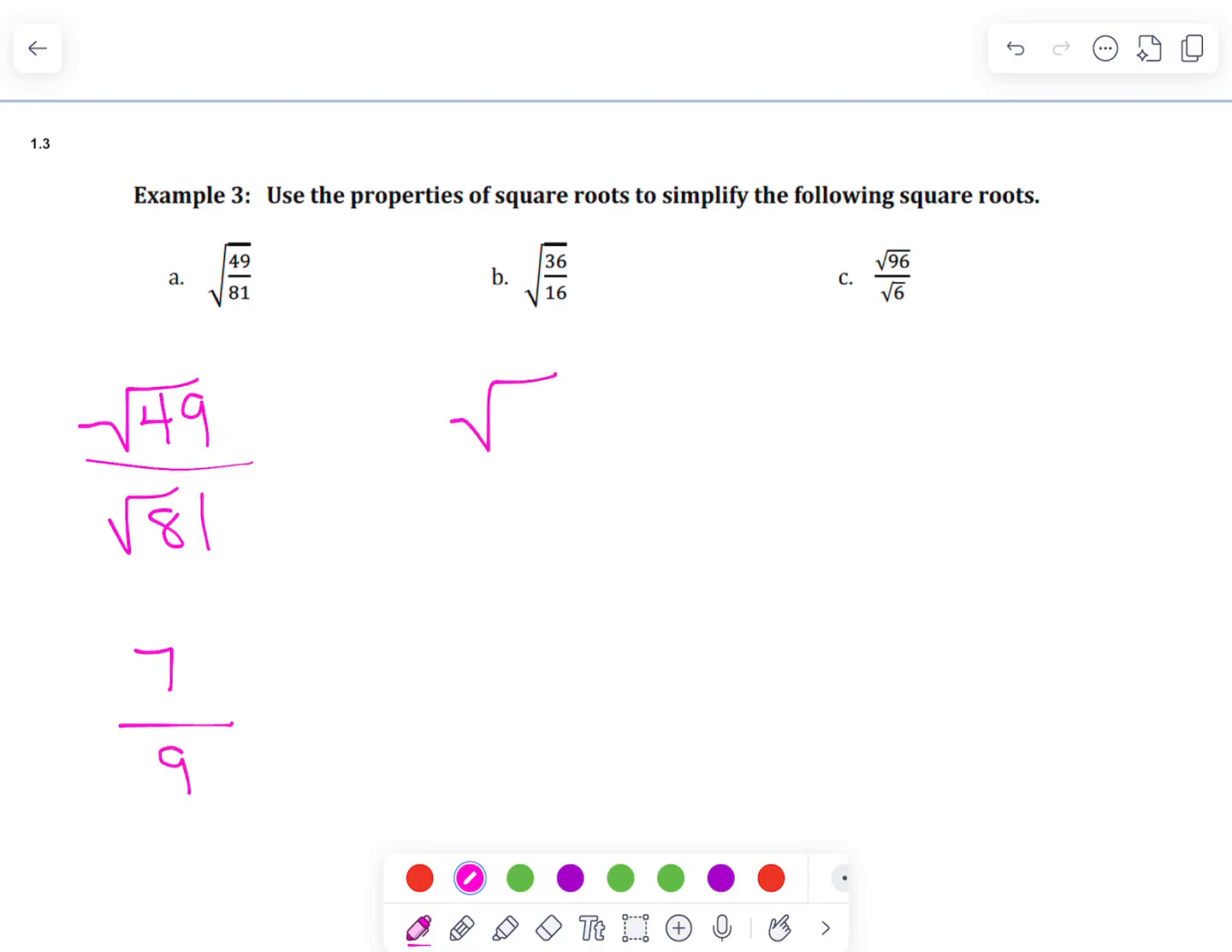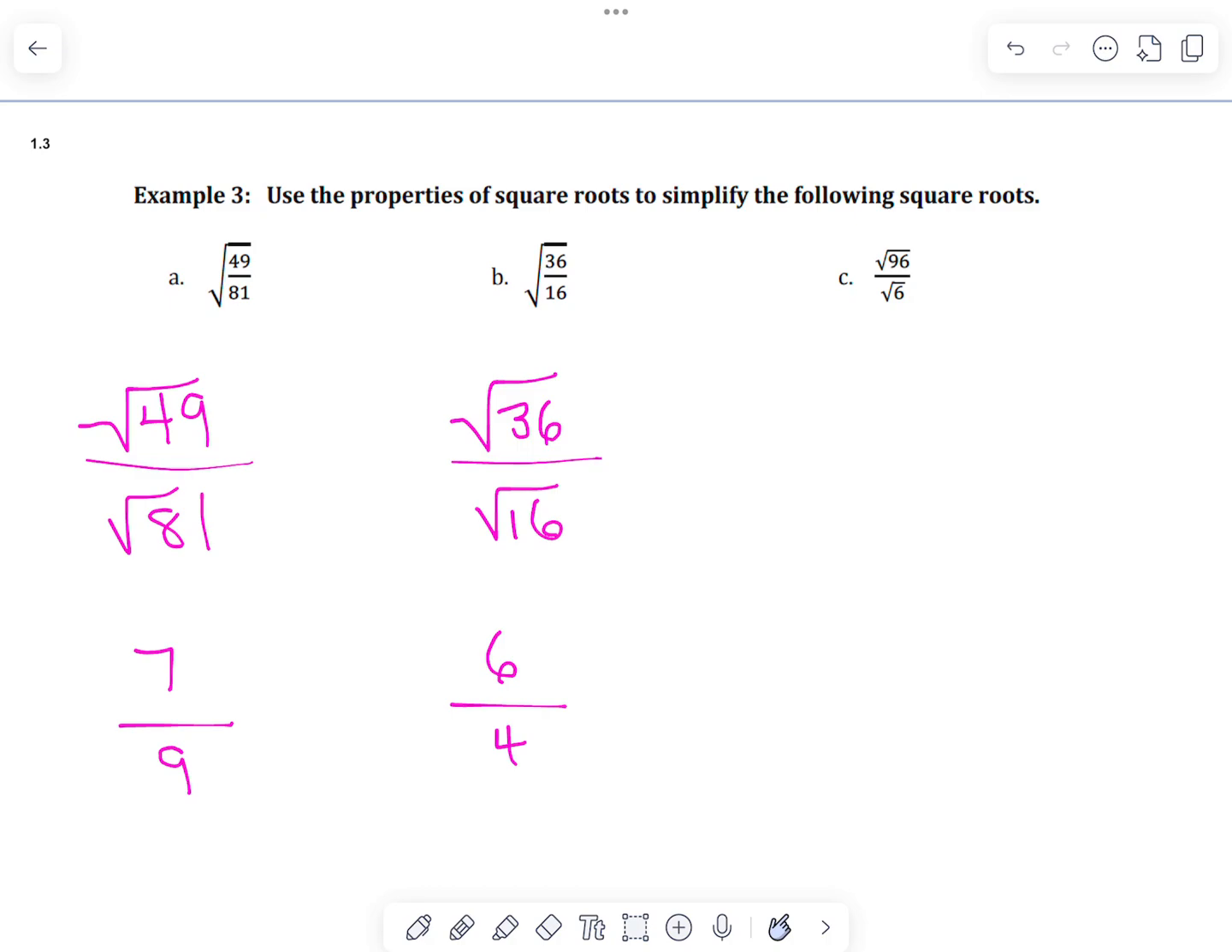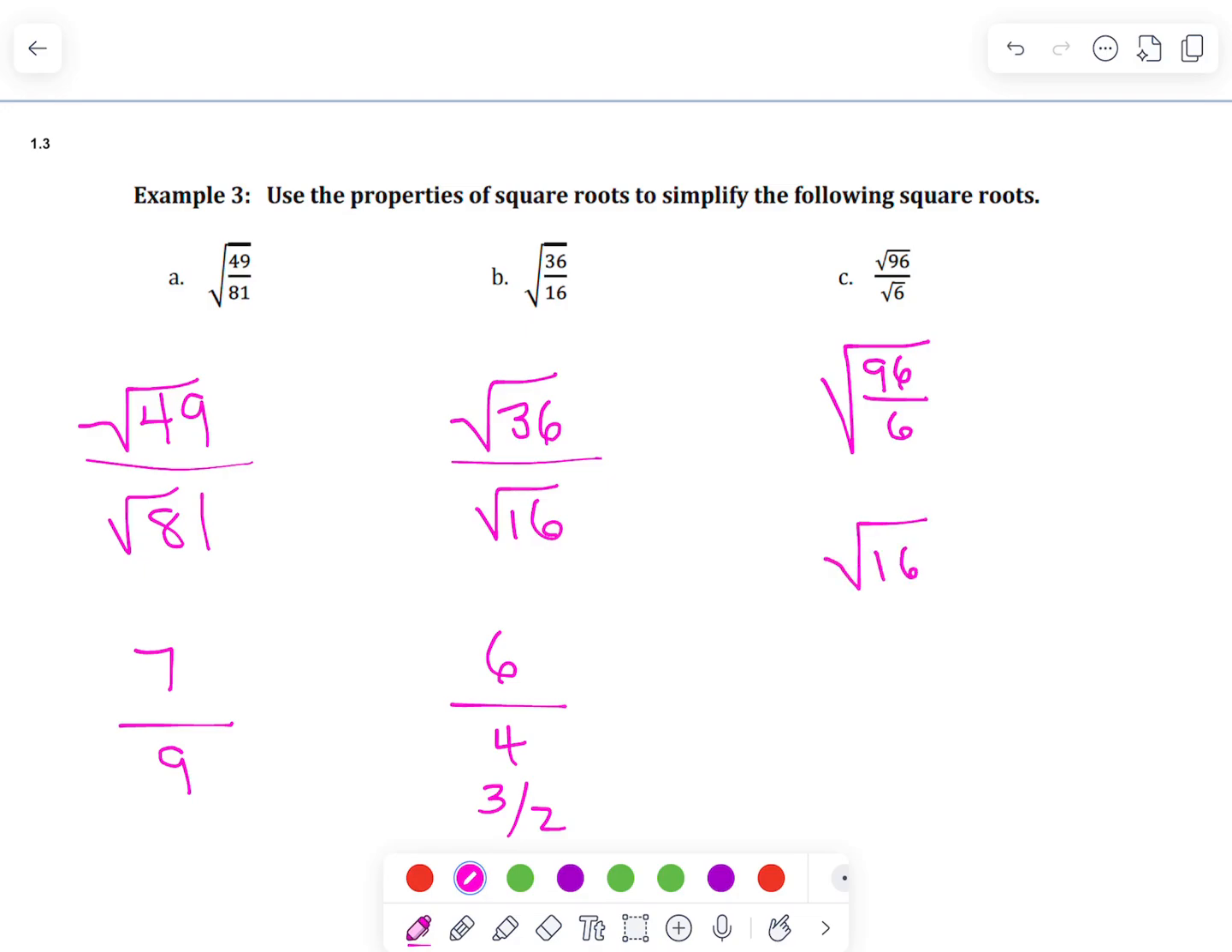Another one, square root of 36 in the numerator, square root of 16 in the denominator. And then both of those are perfect squares, so 6/4. And then we can reduce that fraction to 3/2. Our last one, now we're going to go ahead and combine the 2 radicals together into 1 radical, so 96/6. And then we reduce that fraction down. So 96 divided by 6 is 16. And the square root of 16 is 4.